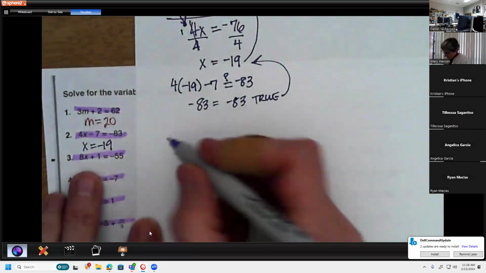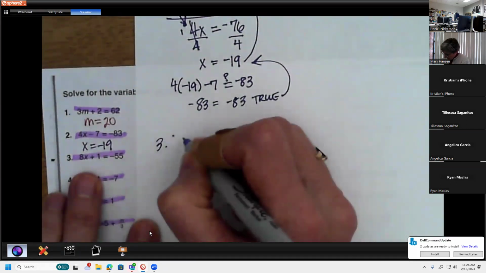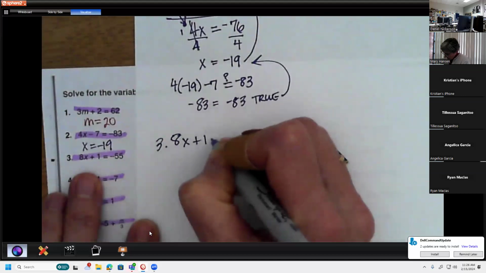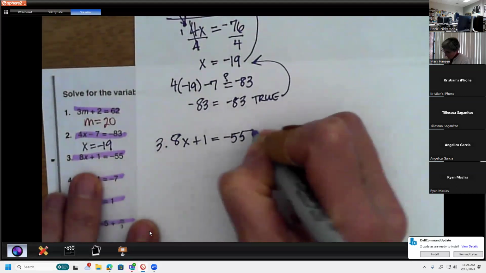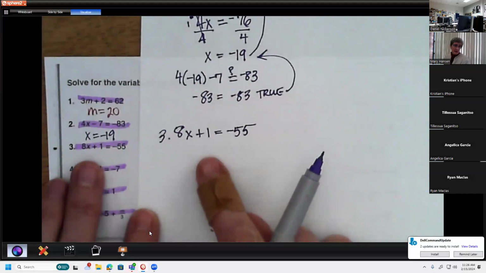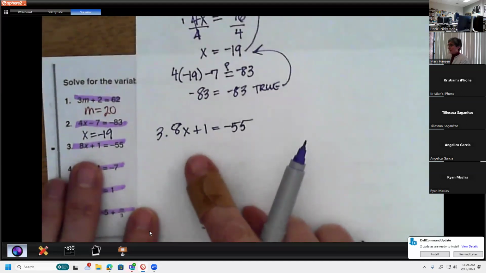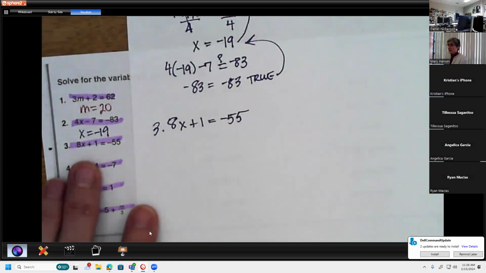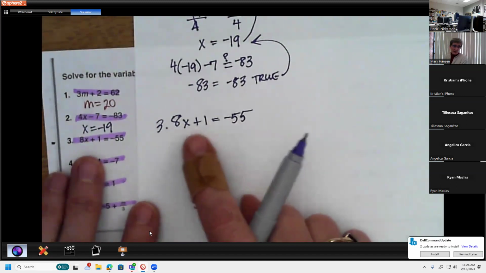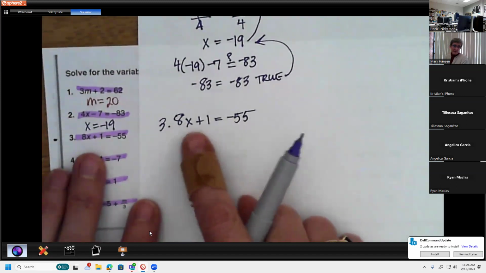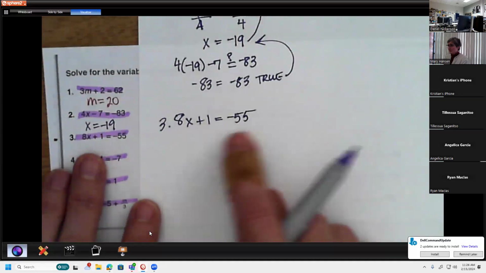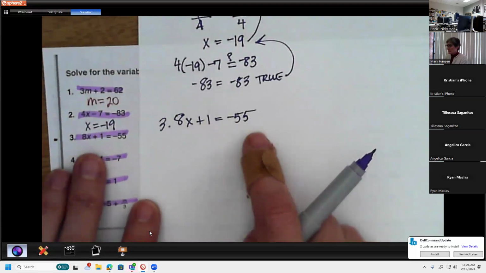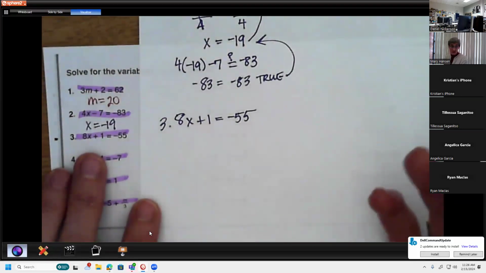If we look at number 3, we have 8x plus 1 equals -55. Remember when I said at the beginning, we started out with that easy problem like x plus 4 is 7, and I said you might be able to just see that the answer was 3. You can start to see now why trying to figure out what x is off the top of your head is going to be pretty challenging. Okay, that's why we need a method.